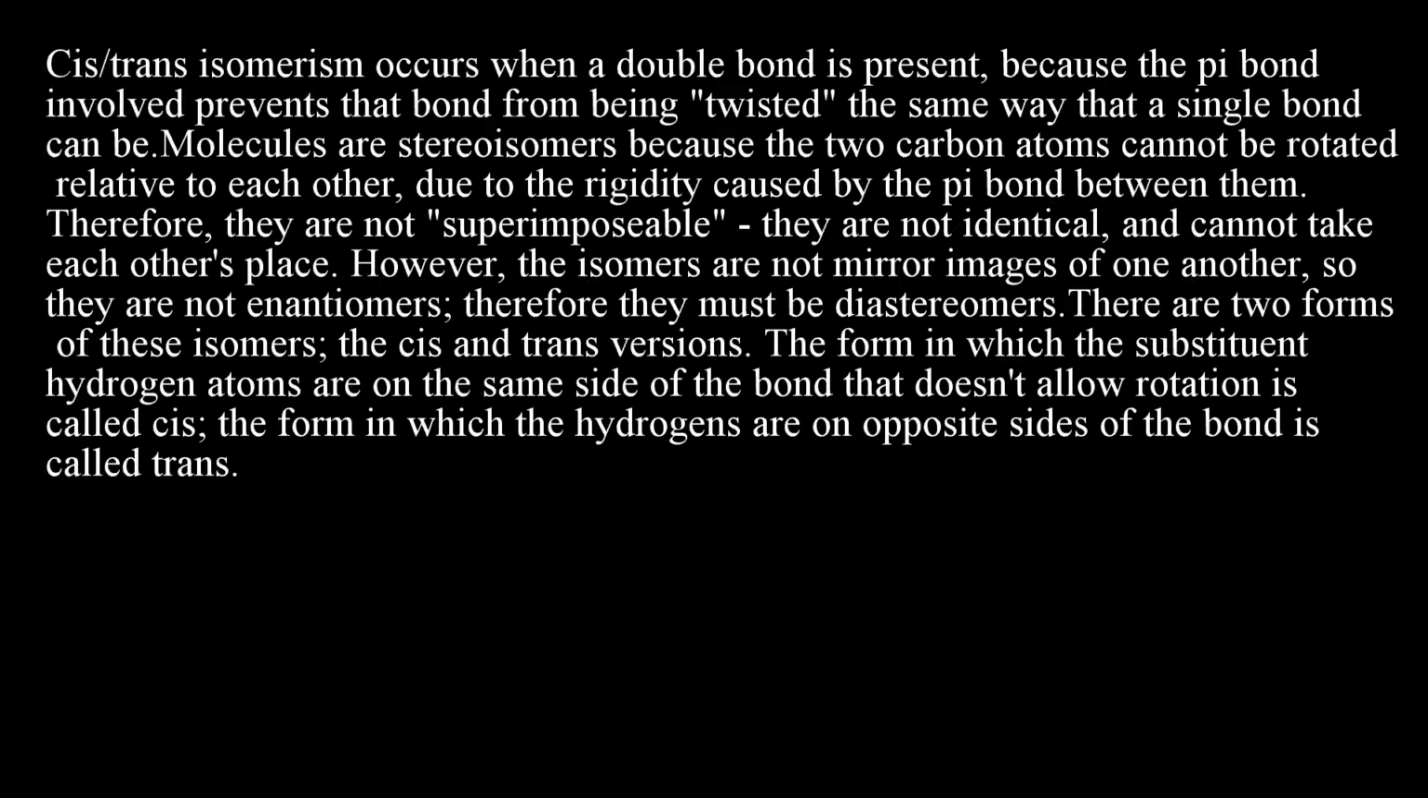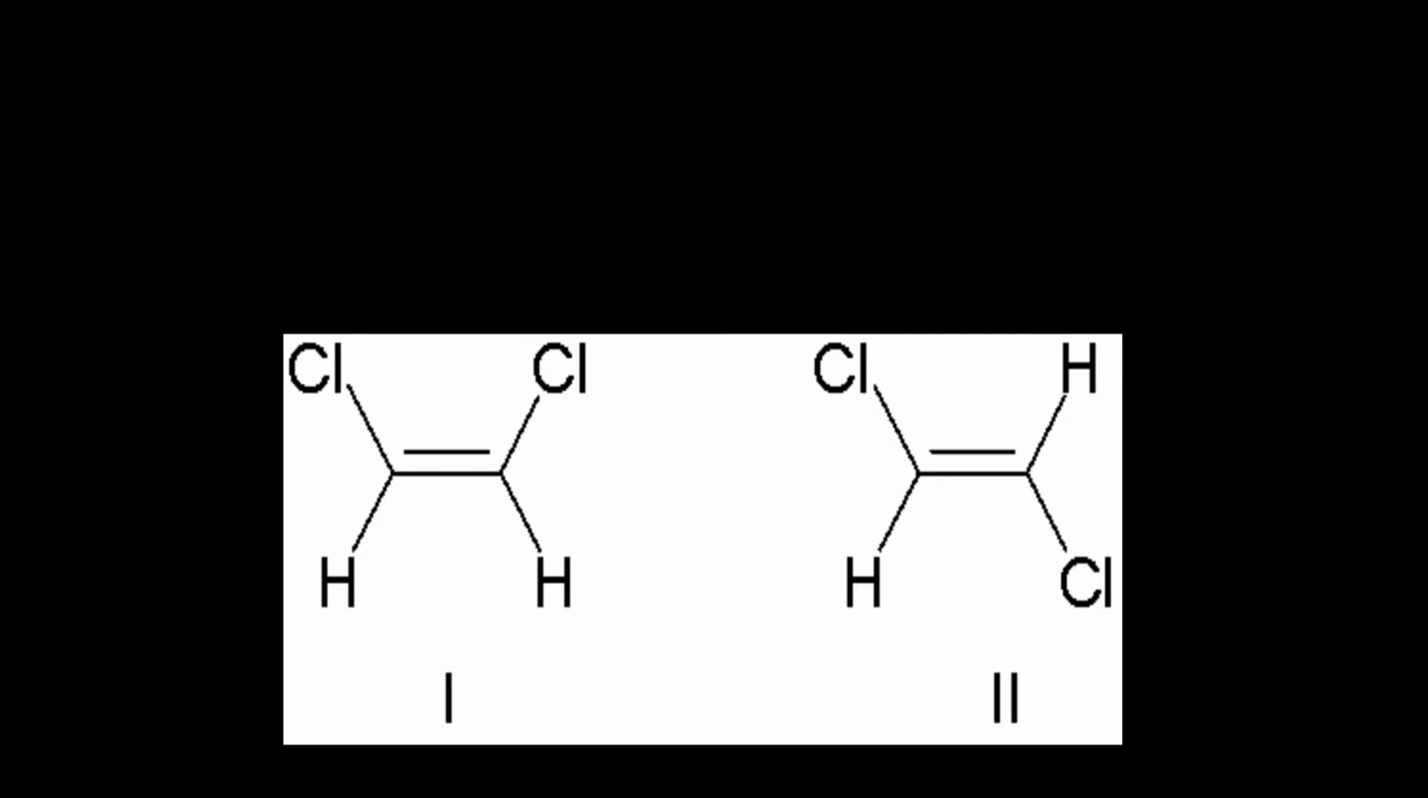There are two forms of these isomers, the cis and trans versions. The form in which the substituent hydrogen atoms are on the same side of the bond that does not allow rotation is called cis. The form in which the hydrogens are on opposite sides of the bond is called trans. The molecules below show an example of cis-trans isomerism. The two molecules shown above are cis-1,2-dichloroethene and trans-1,2-dichloroethene.